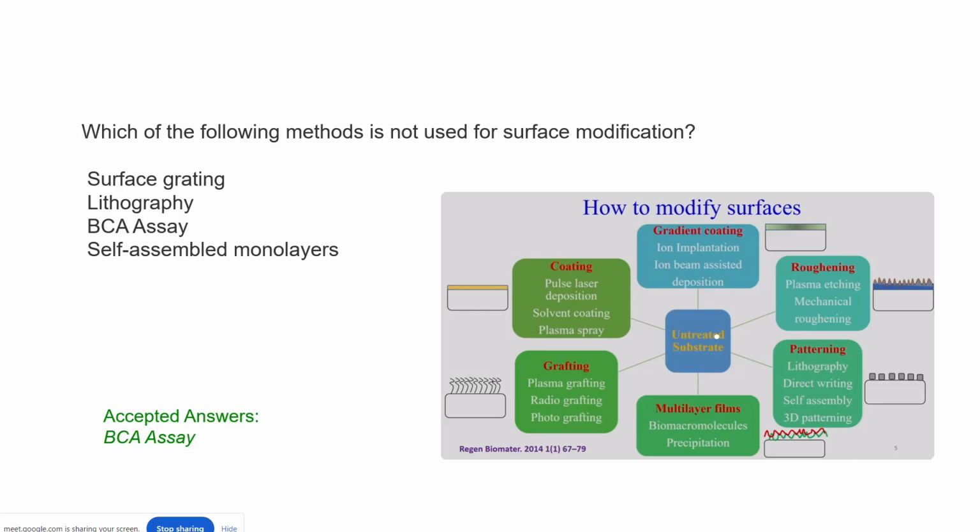Here is the next question. Which of the following methods is not used for surface modification? The correct answer here would be BCA. Other than that, surface grating, lithography, self-assembled monolayers, all of these are different modification methods, whereas the BCA assay is a method of protein quantitation.